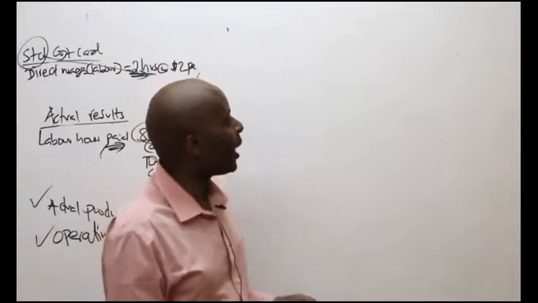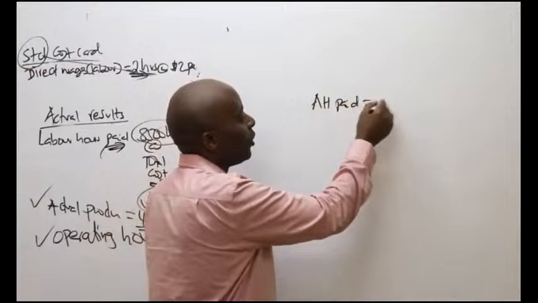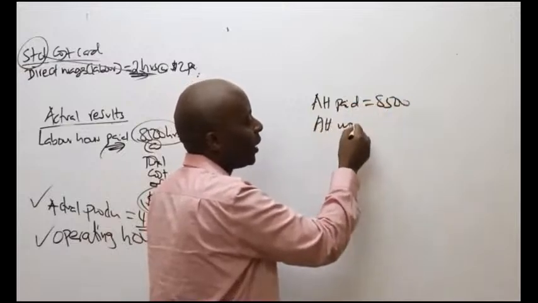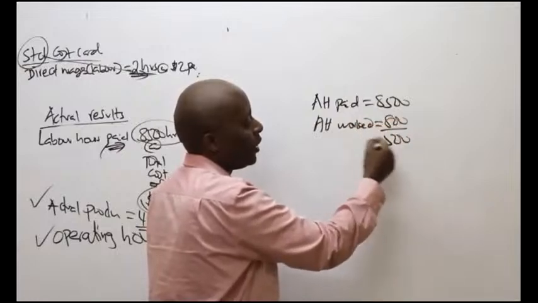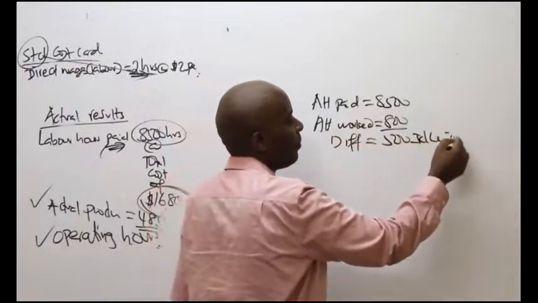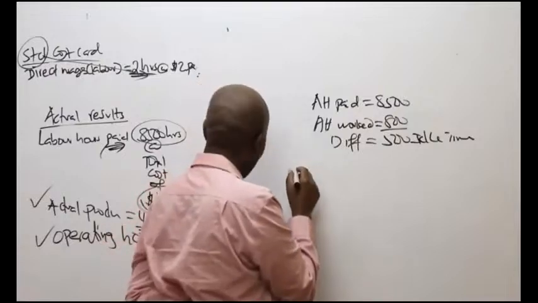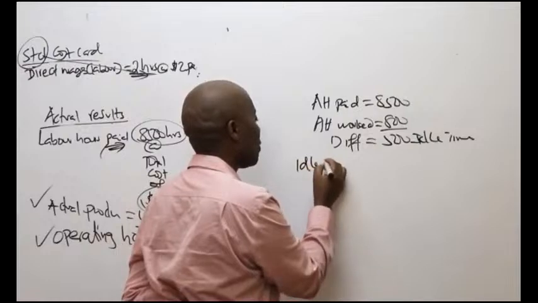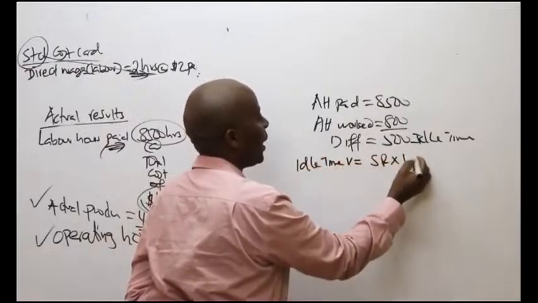Now, repeat on how to get idle time. Remember, the actual hours we paid was 8,500. But they worked how many hours? They worked 8,000 hours. The difference is 500. This is what we call the idle time. But now you have to measure this in terms of money. So in terms of money, the idle time variance will be equal to standard rate times the idle time.